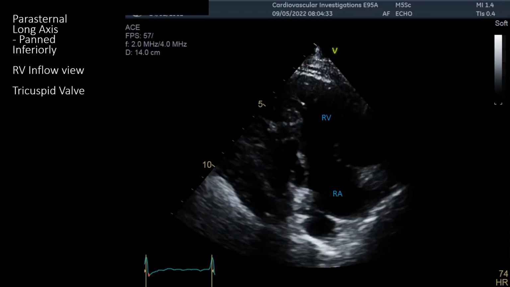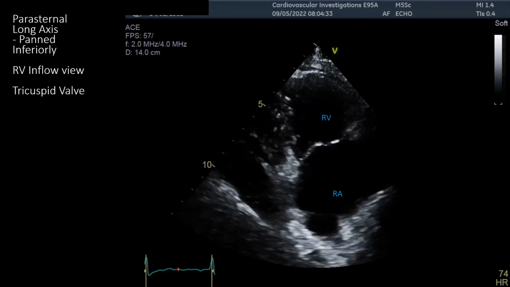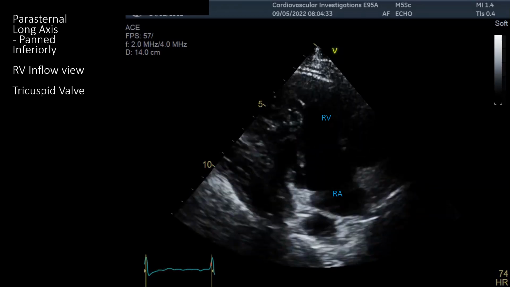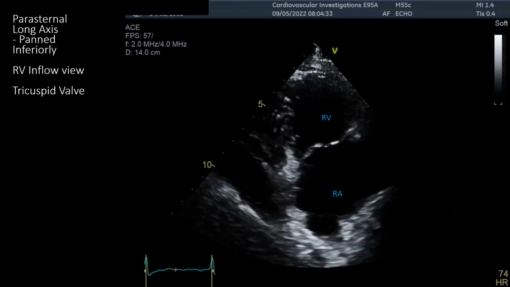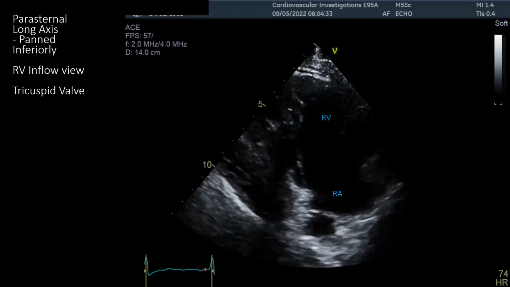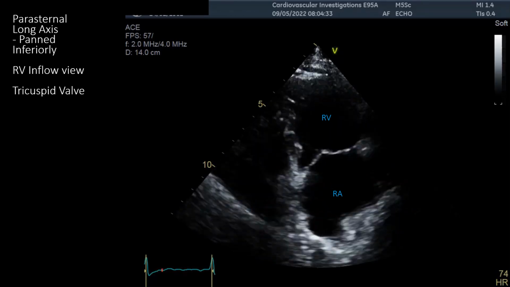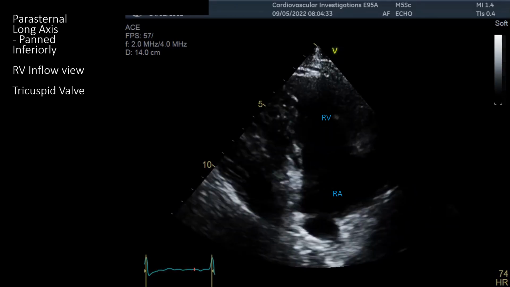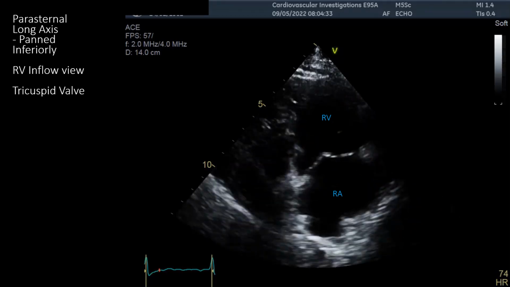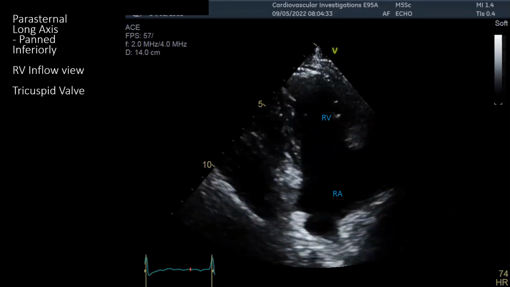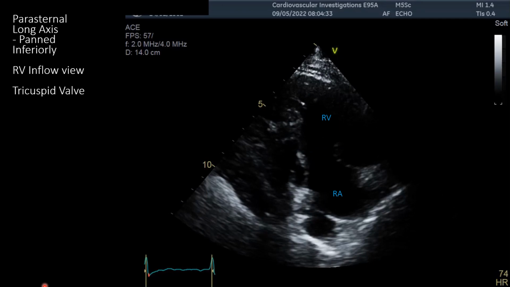Still in the parasternal long axis view, but with the probe panned inferiorly so that the beam of the ultrasound is actually moving down towards the patient's feet and away from their head. This gives us a view of the right ventricular inflow and specifically the tricuspid valve.